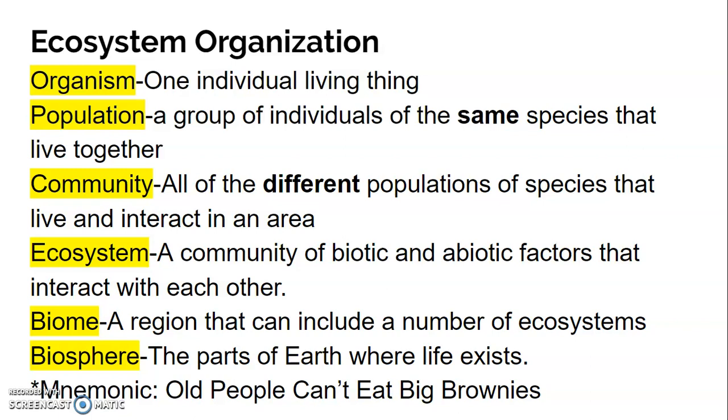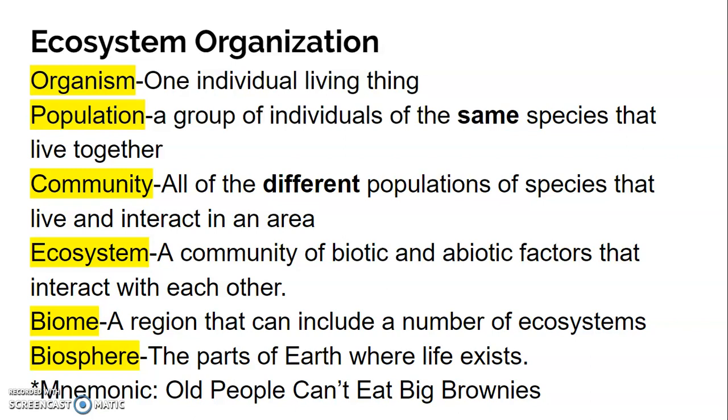Then we have a community, which is all of the different populations of species that live and interact in an area. So now we're talking about the bullfrogs and the trout fish living together in an area. An ecosystem is a community of biotic and abiotic factors that interact with each other. So now we're adding in abiotic things. Now we're talking about the bullfrogs and the trout fish and also the water that they swim in, which is the abiotic factor. And then we talked about biomes, which are a bunch of ecosystems put together. And then the biosphere is all parts on the earth where life can exist.